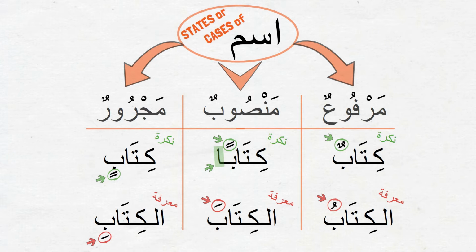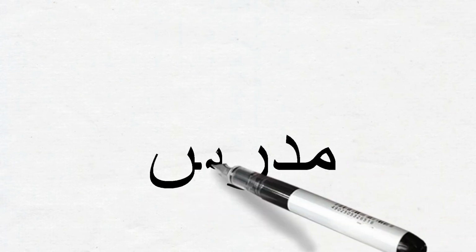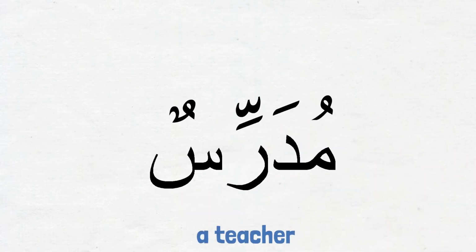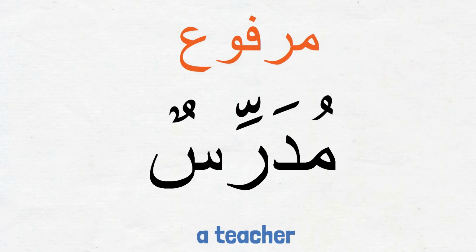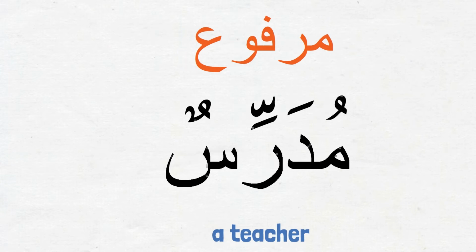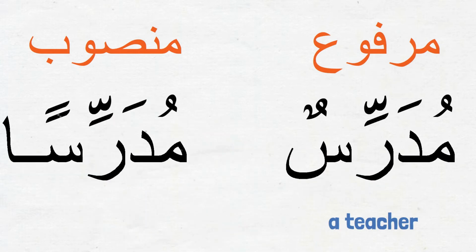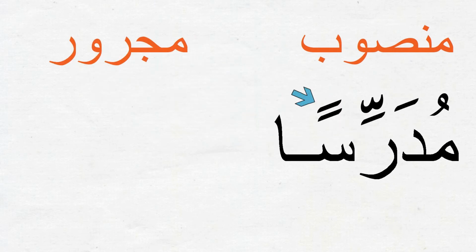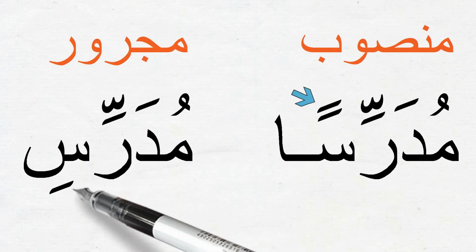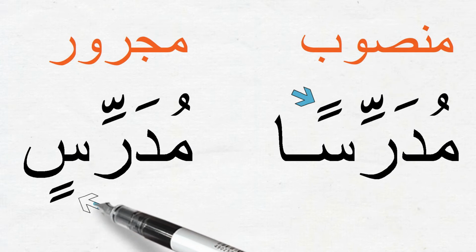Let's do some practice with more examples just to feel more comfortable with these states of ism. Let's take mudarrisun, a teacher. What is its state right now? It is in normal marfu' state, right? Can we turn this into mansub state? How do we do that? Change the ending from un to an, from tanween dhamma to tanween fathah. So it will become mudarrisan. How do we make it majrur? Change the ending to in, tanween kasrah. So the ism will become mudarrisin.